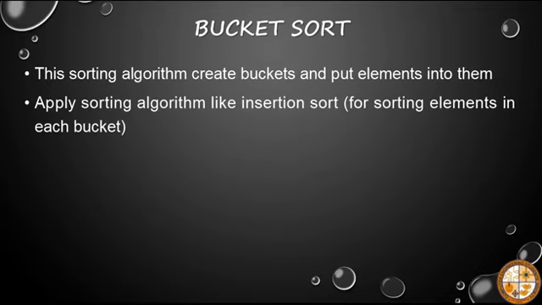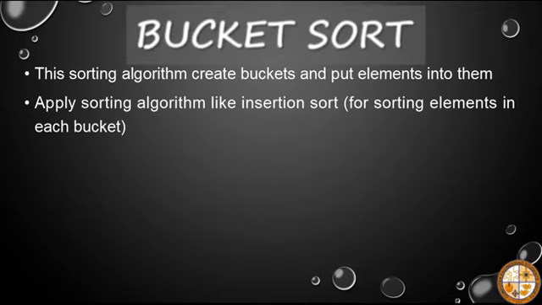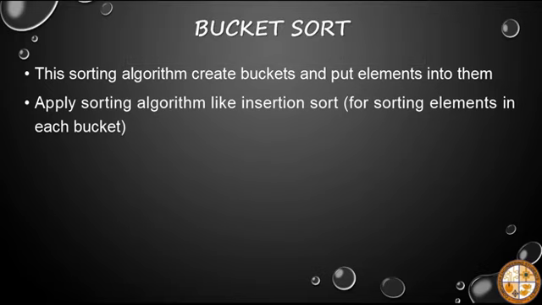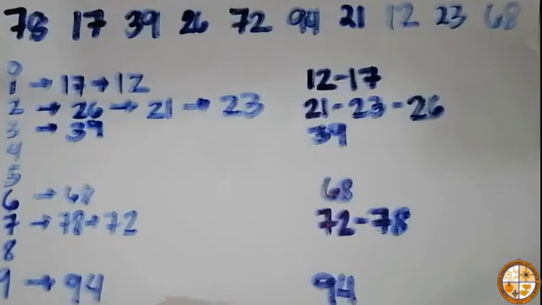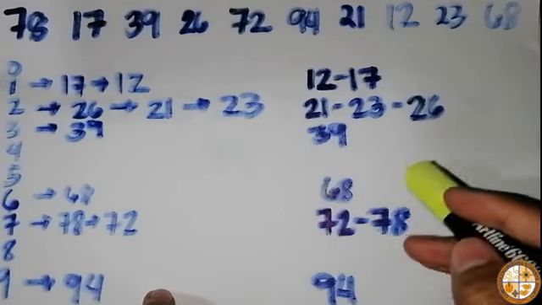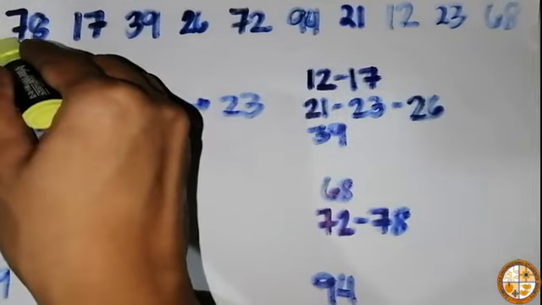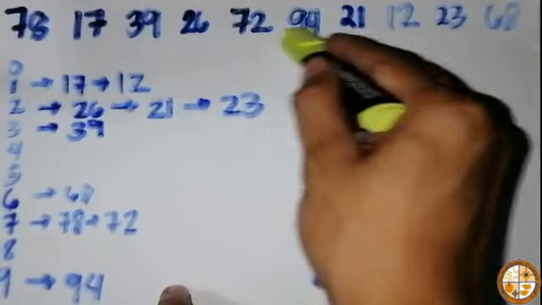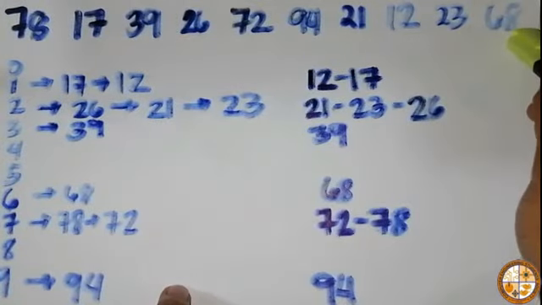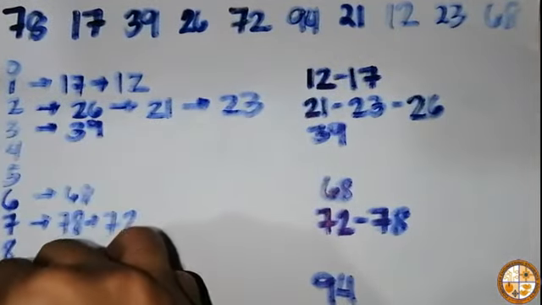The last sorting algorithm is bucket sort. This sorting algorithm creates buckets and put elements into them. Apply sorting algorithm like insertion sort for sorting elements in each bucket. Consider this array. We have total of 10 elements, so we create 10 buckets.